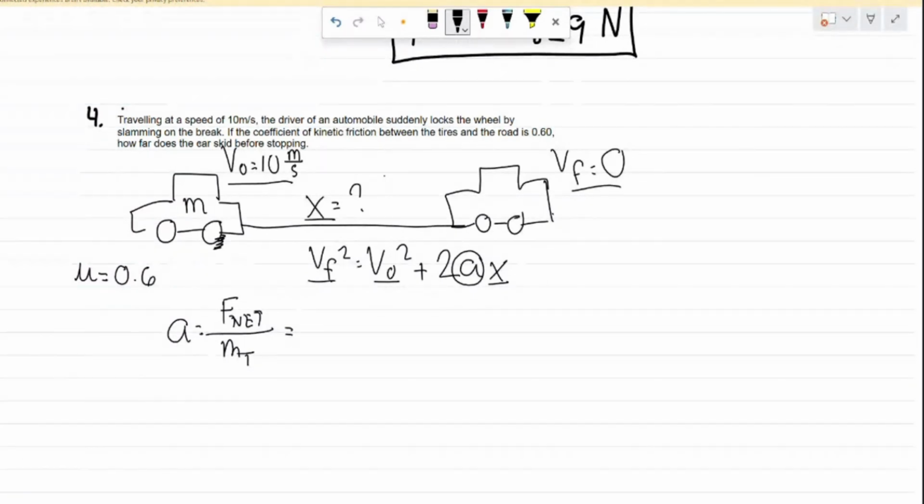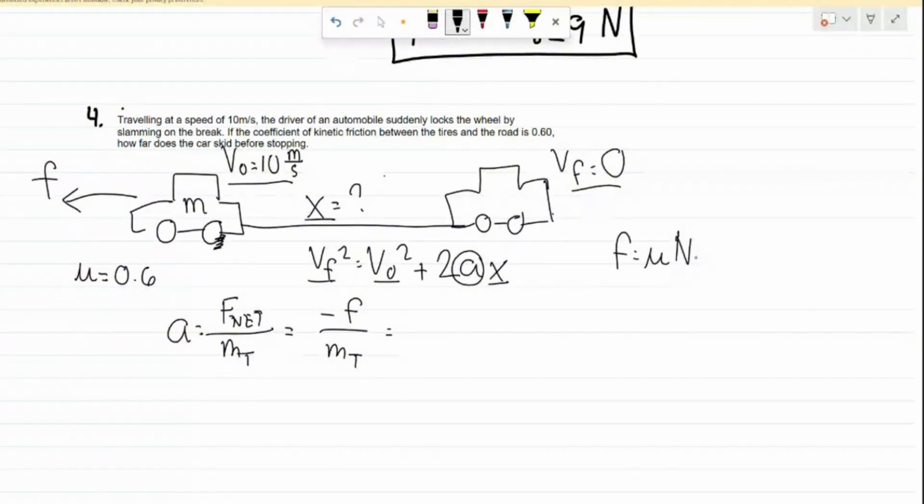Guys, sabi lang dito, if the coefficient of friction, so friction lang po ang pwedeng magpapigil sa kanya. So therefore guys, the friction is opposing the direction. So we have here our opposing force, which is the negative friction over the mass total. Sir, saan po ba kinuha si friction? So we have here the formula for the friction, which is what? Mu times the normal force.